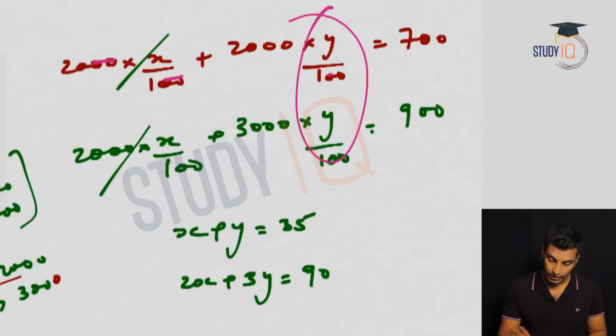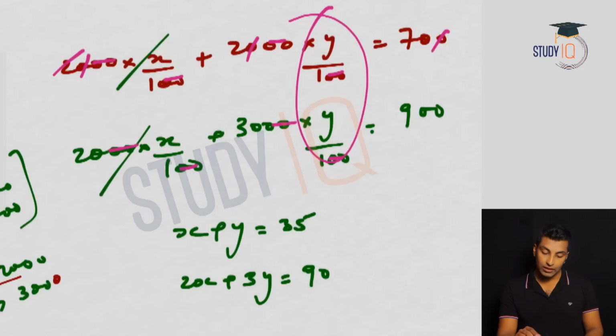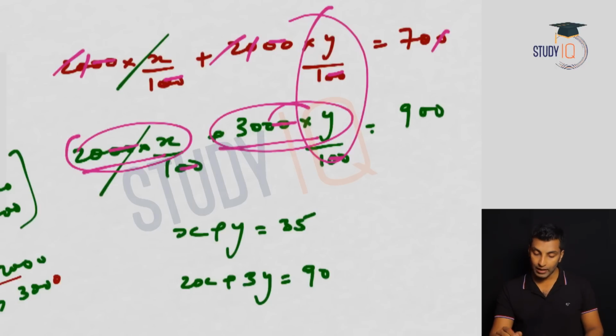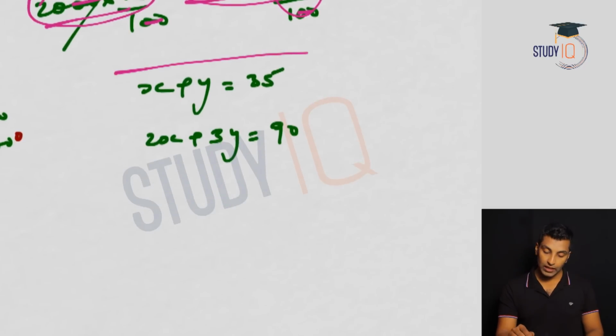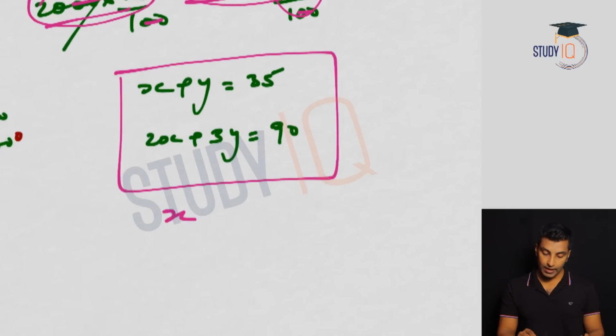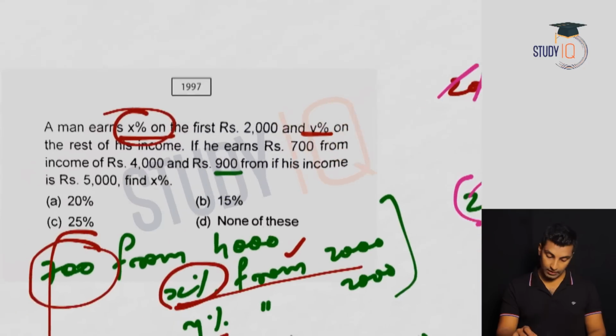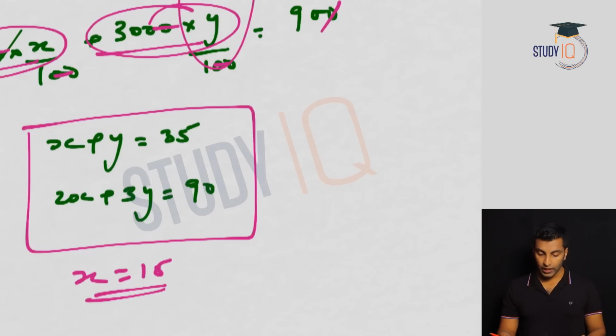How will you do this? Just cut the two zeros in each term. So 20X plus 20Y is equal to 700. Instead of 20X, you can write it as 2X plus 2Y is equal to 70. You can again reduce by 2, so you can write it as X plus Y is equal to 35. Then 20X plus 30Y is equal to 900. You can write it as 2X plus 3Y is equal to 90, cutting the zero. So when you solve these two equations, you get X is equal to 15. So which one will you mark? Your answer is B. Now here, how will you get X? What method will you go for?